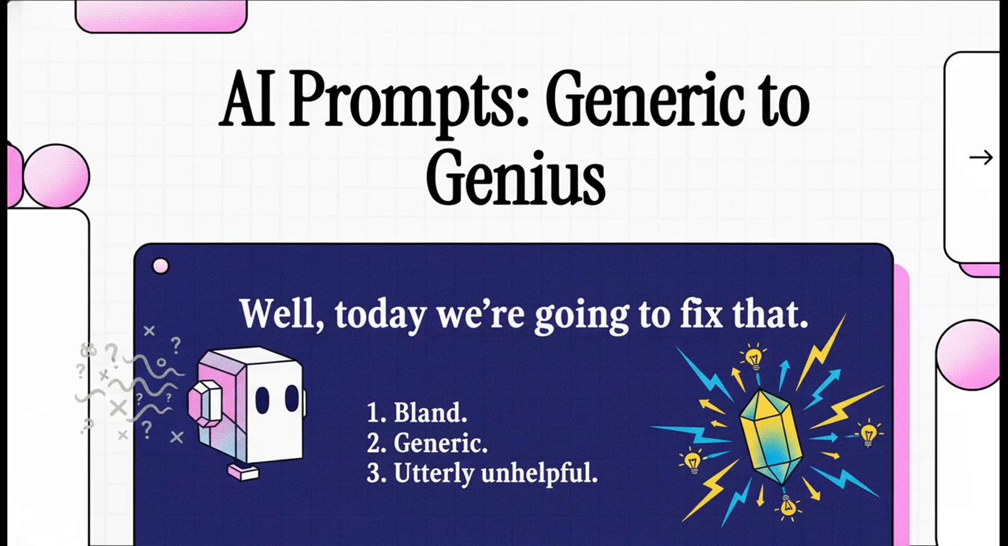Okay, we've all been there, right? You ask an AI for something, you're hoping for a flash of genius, and what you get back is, well, it's bland, it's generic, and it's not really helpful at all. Well, today, that is going to end.